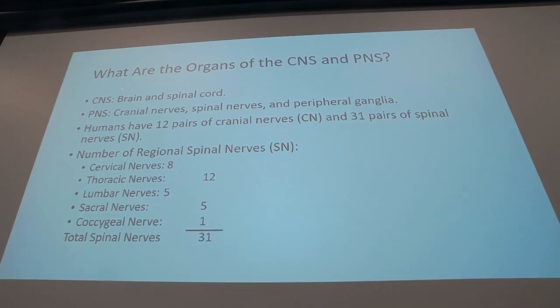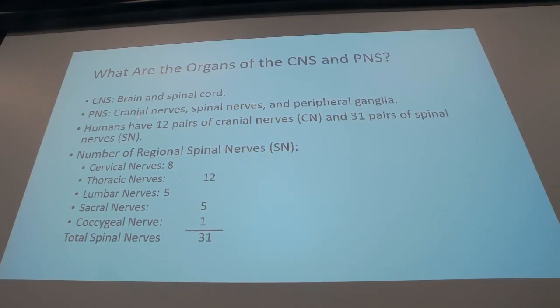Now, we said that the CNS, or central nervous system, is made by the brain and spinal cord, and the PNS by the cranial nerves, spinal nerves, and peripheral ganglia. Outside of the spinal cord, we have little structures that are almost round that are called ganglia. That's where we have the body of the neurons that connects to axons, and then you have certain nerves either sending information or receiving information.